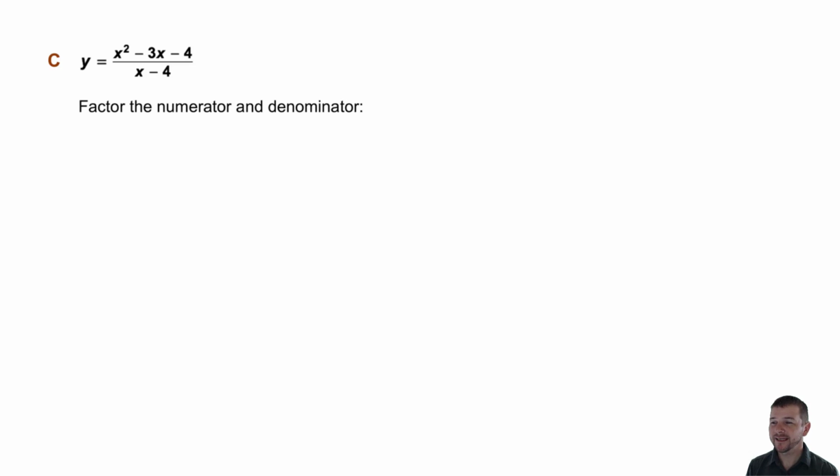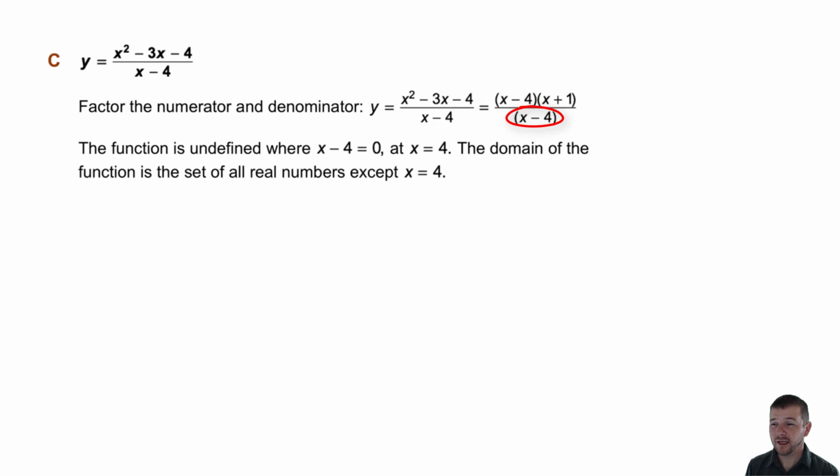First, factor the numerator and denominator completely. x squared minus 3x minus 4, our original numerator, can be rewritten as the product of two binomials, x minus 4 and x plus 1. The denominator is already factored, that's x minus 4. Note we have a common factor in the numerator and denominator, this x minus 4 binomial. The function is undefined where the denominator, x minus 4, equals 0, so that's at x equals 4. The domain of the function is the set of all real numbers except x equals 4.